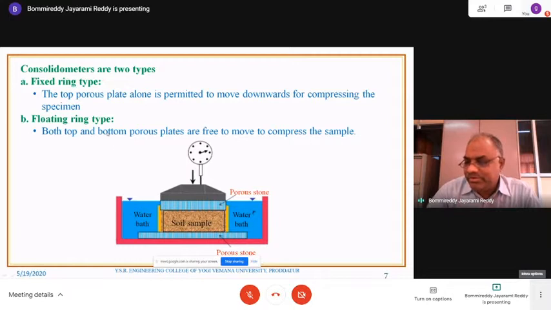Whereas another one is the floating type of consolidometer. In this case, both the bottom plate and also the top porous plate will move and compress the soil from both directions. So this is the only important thing to understand: the types of consolidometers, how the plates are moved, and what deformation takes place in the case of the fixed ring type and also the floating type of consolidometers.